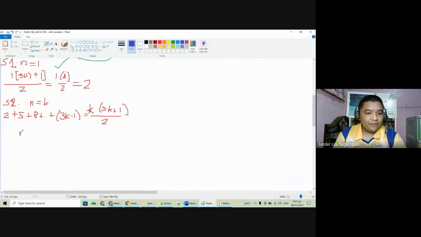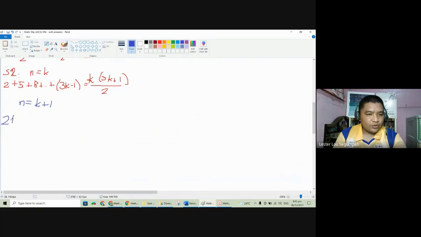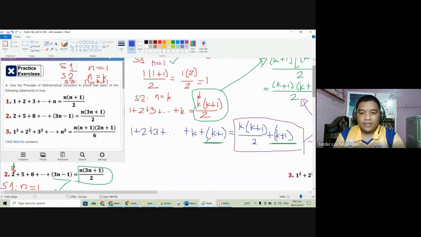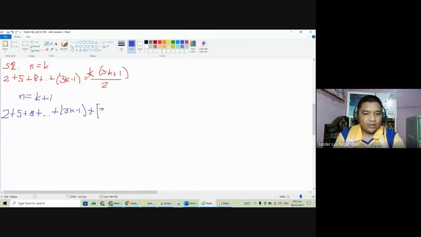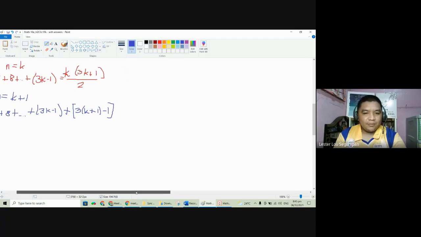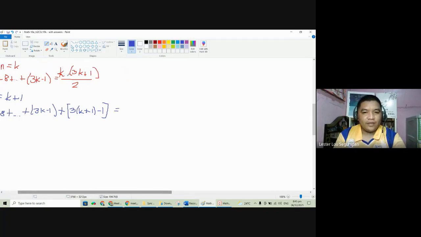We need to show that if we are going to have n equal to k plus 1, this expression here, 2 plus 5 plus 8 plus dot dot dot plus 3k minus 1 plus, let's make this k plus 1 in short, and this is where the difference comes in. Earlier, we simply changed it to k plus 1, but instead we have this expression here, so you have 3k plus 1 minus 1. That's what we are adding. It must be the same as if we're going to change all of this to k plus 1.